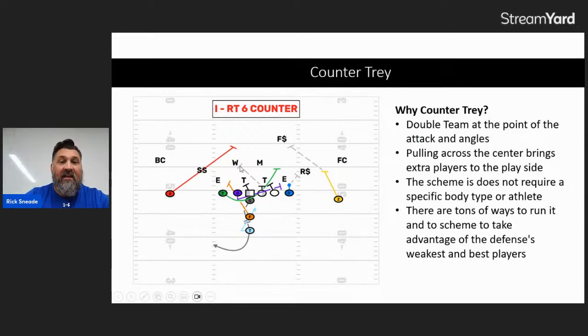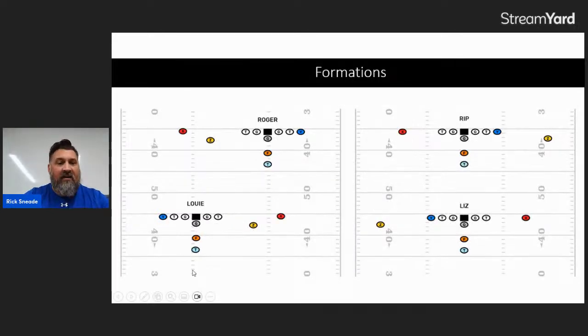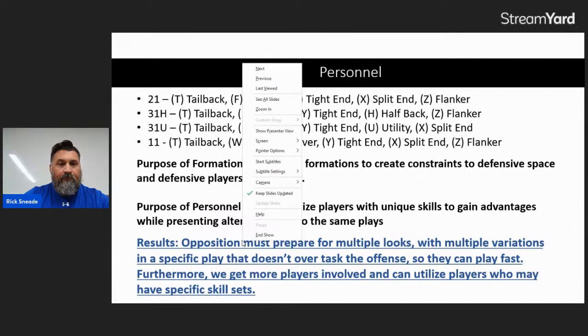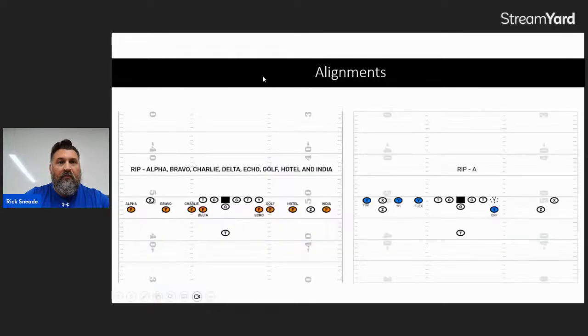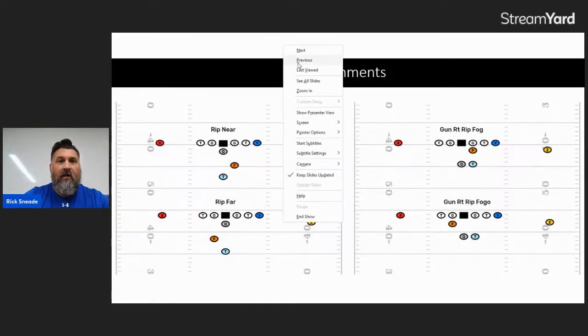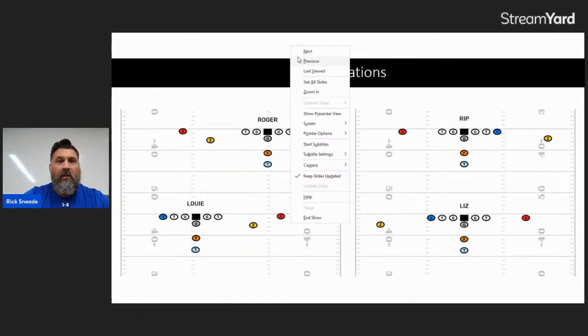And then we're working to the backside linebacker with our double team, and that kind of stays the same throughout the entire day. Sorry, you just went back. Let's go back. Previous. Got a very delicate mouse here on my new computer, so bear with me.